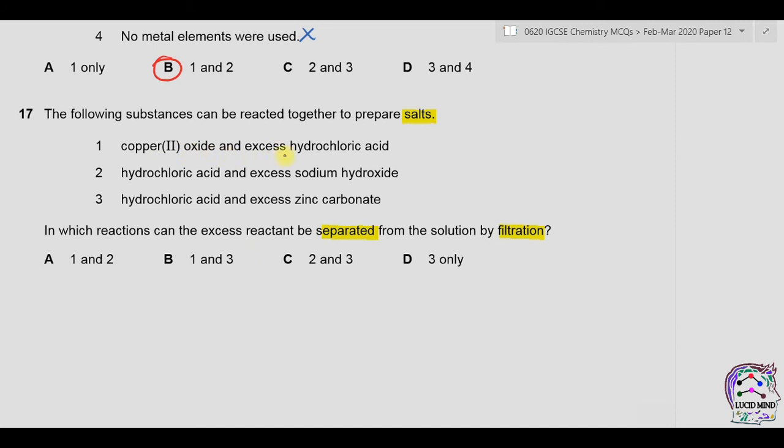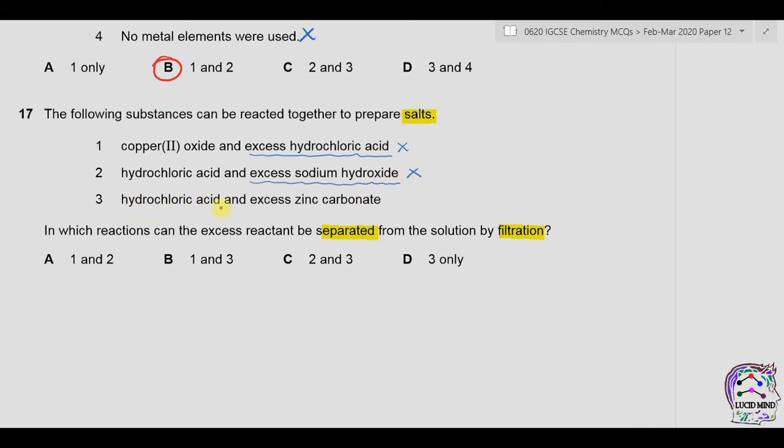In 1 we have excess hydrochloric acid. So hydrochloric acid is soluble in all proportions. So therefore this is not 1. In 2 we have hydrochloric acid and excess sodium hydroxide. Again sodium hydroxide is a powerful base. So therefore it ionizes completely. So therefore it cannot be filtered.